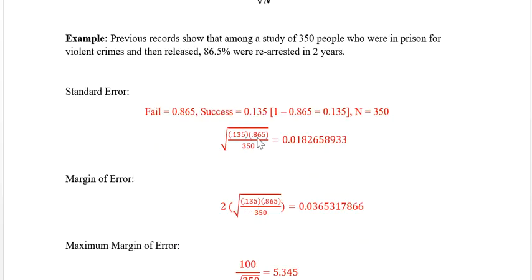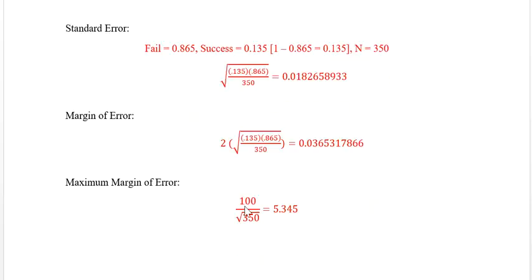Then your margin of error is just taking this value and times it by 2. So there's your margin of error. And then your maximum margin of error is just 100 divided by the square root of 350, which is your n, which is 5.345.